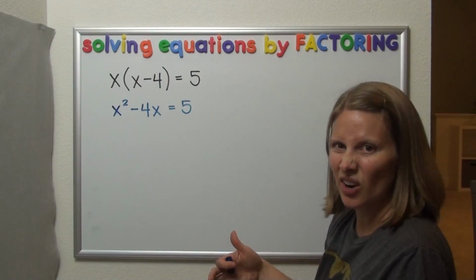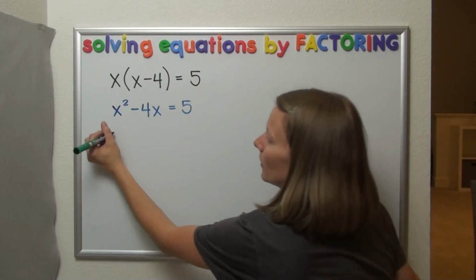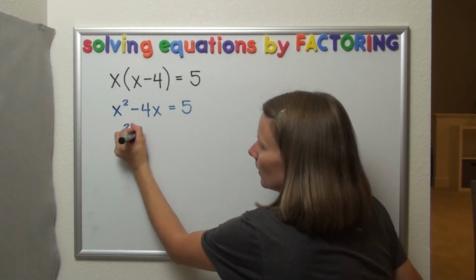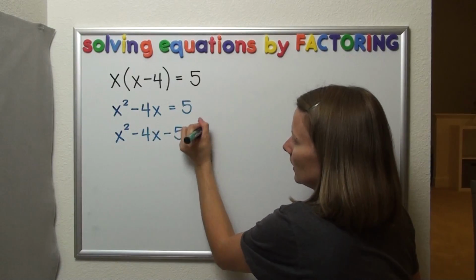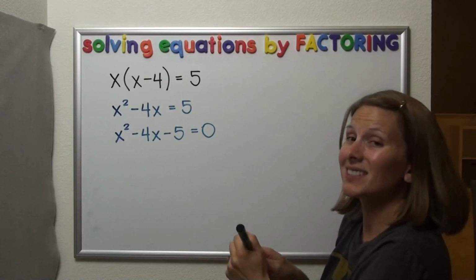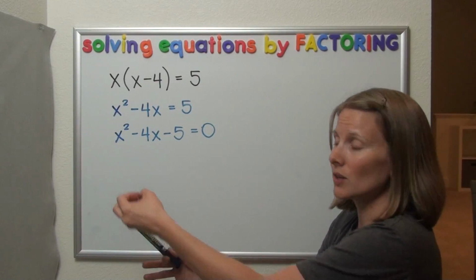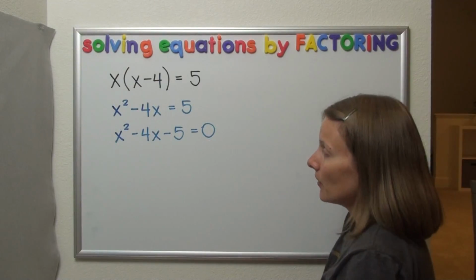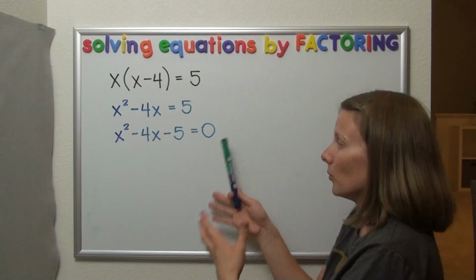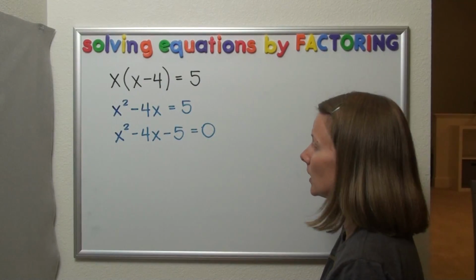Now I can kind of start over the process, push everything to one side. So let's move that 5 over. We get x squared minus 4x minus 5 equals 0. And now that it's set to 0, I'm going to go and factor that left-hand side so that it'll say something times something is 0. So again, with the factoring, we want descending order, which it is already in. We want to look for GCFs, which there are none here.